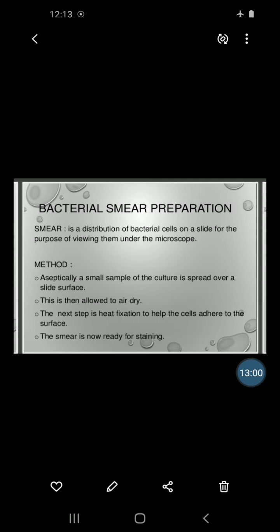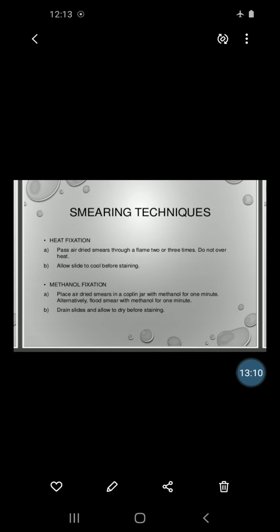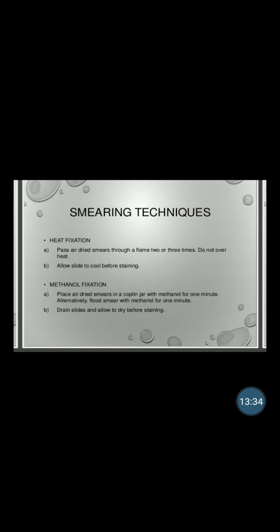The next step is heat fixation. It helps the cells adhere to the surface, and the smear is then ready for staining. How is heat fixation done? Pass the air-dried smear through a flame 2 or 3 times and do not overheat. Care should be taken during heat fixation; the slide should not be overheated. Then allow it to cool before staining.